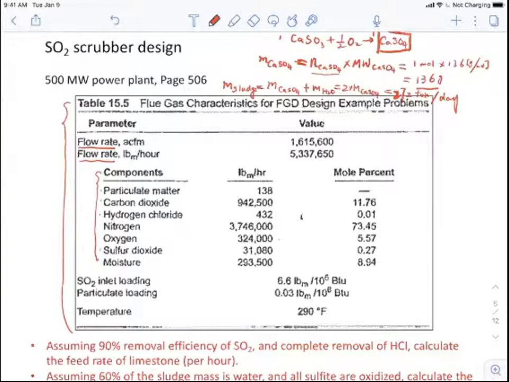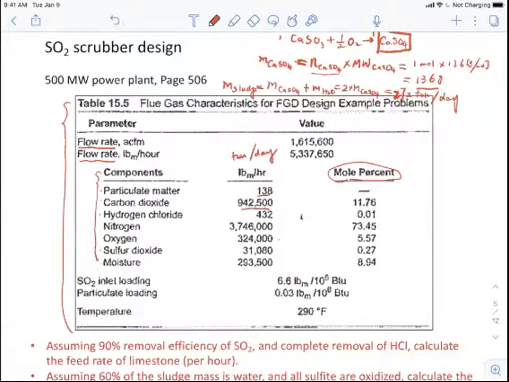So basically you have the mass flow rate, the pounds per hour, and you can easily convert it into tons per day. And then you also have the mole percent. So this is a nice breakout of all the chemical compositions and the flow rates of these gas species in the flue gas. I would expect that in your team project, you come up with a similar table here.